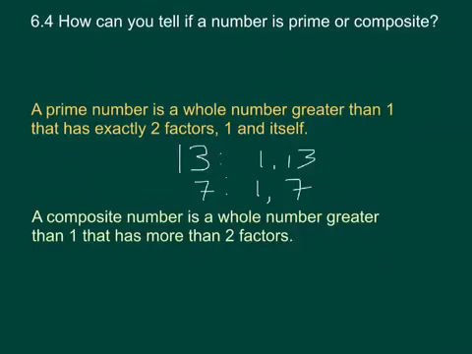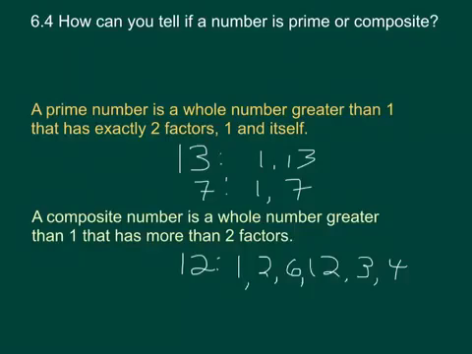A composite number is a whole number greater than 1 that has more than 2 factors. An example of this would be 12. Let's think of the factors of 12. Take a second and write them down, and then see if your answer matches mine. Okay, you should have gotten 1 and 12, right? And then what else can you multiply? 2 and 6 and 3 and 4.